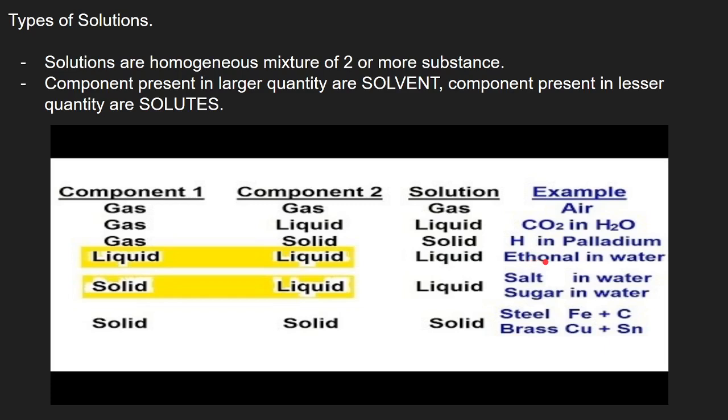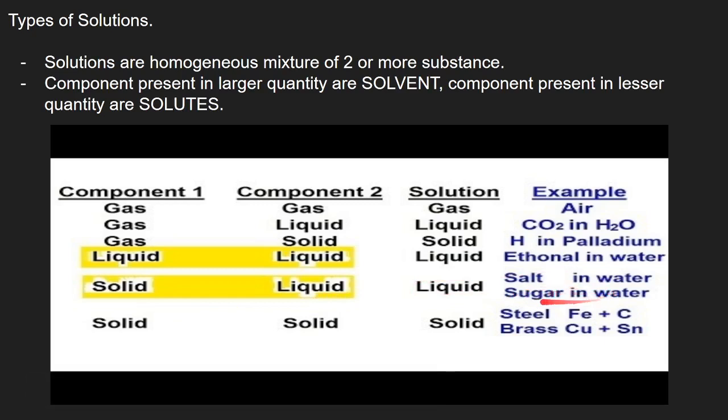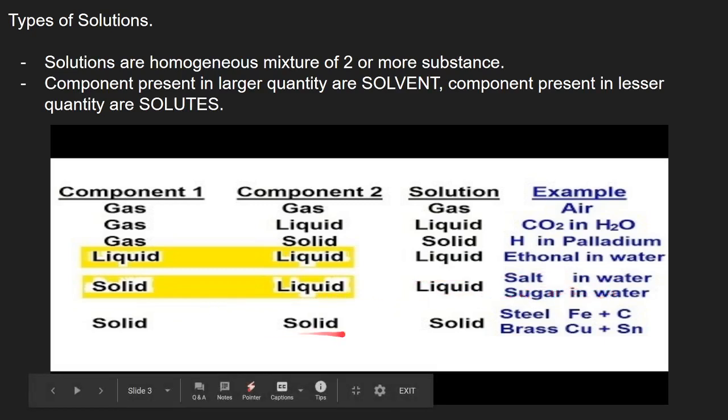Here you need to correct the spelling; it's ethanol. We mix ethanol, which is ethyl alcohol, in water. Then the next example is solid and liquid, and here the example is salt in water or sugar in water, which is the most common example. Then solid and solid. Here steel, like iron plus copper, iron plus carbon, and then copper plus tin. This is the example of brass, and this is the example of steel.